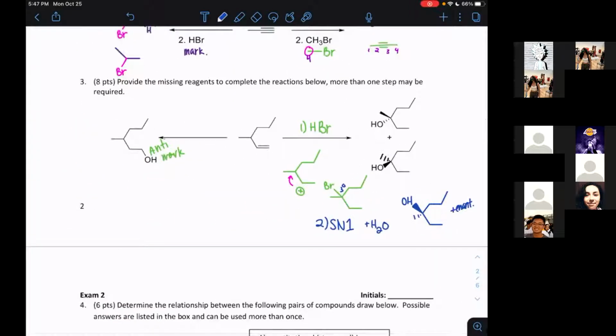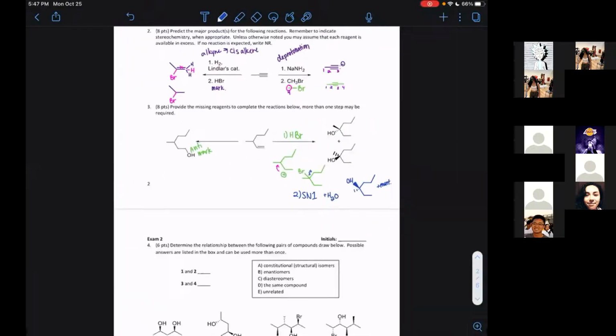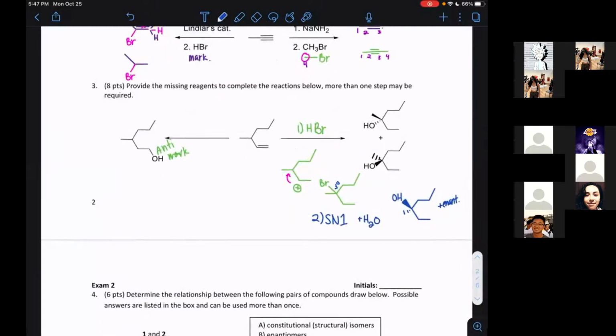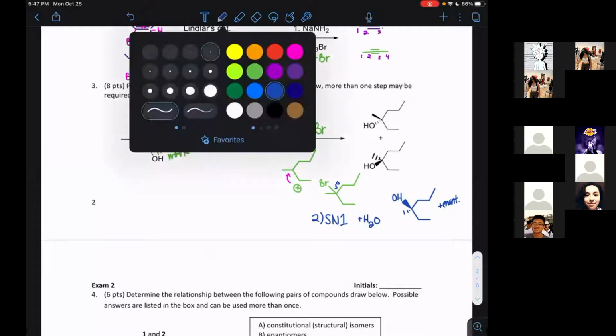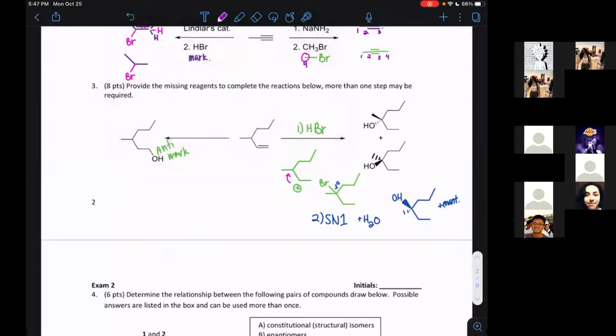Okay, so that's how I chose to do that side. Can anyone confirm that that one did work, or if it didn't? I think that worked. I did it differently. I just did a hydration, so I just did H2SO4. That definitely worked. It's just an extra step, but I totally think that's acceptable.